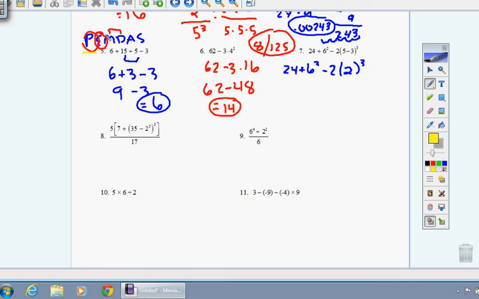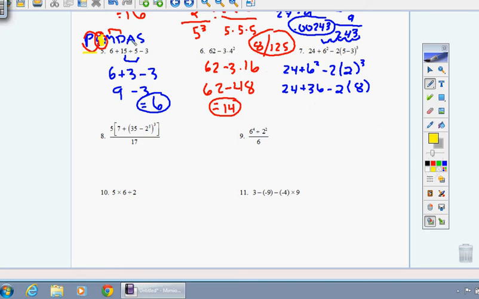Now let's go to our exponents. Do we have any exponents? Well, we do. I have the 6 squared and the 2 cubed. So that's what I'm going to deal with now. 24 plus 6 squared is 36. Minus 2. And 2 cubed is 8. So I have 24 plus 36 minus 2 times 8.